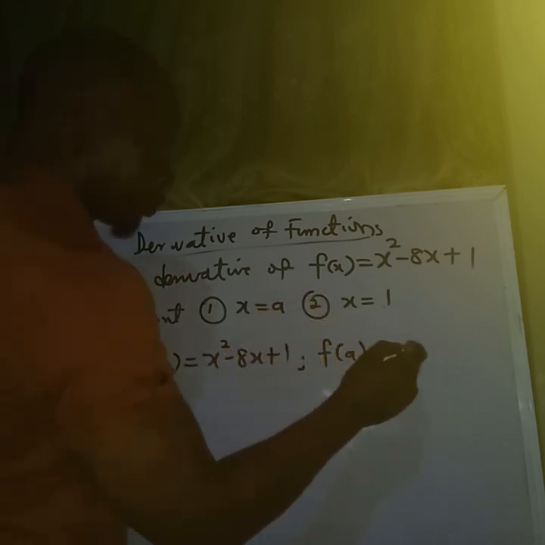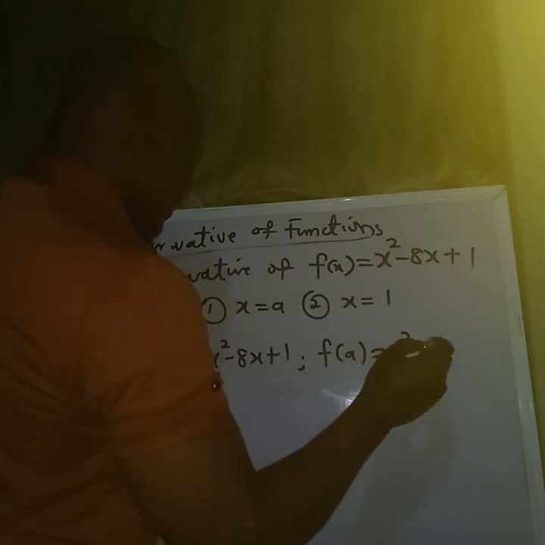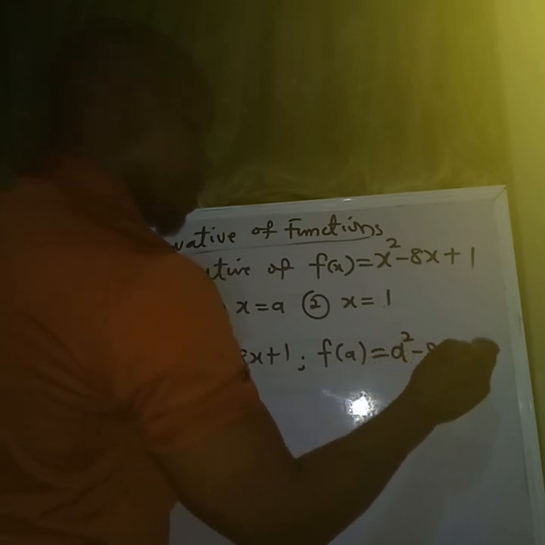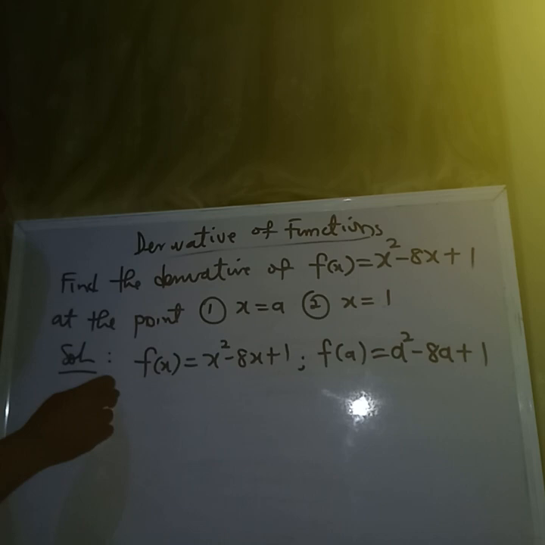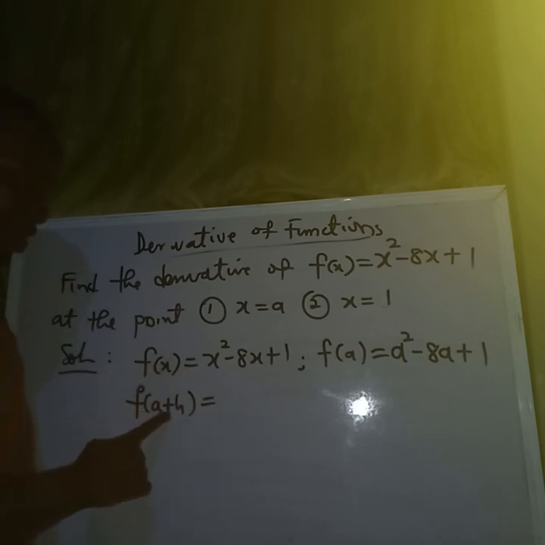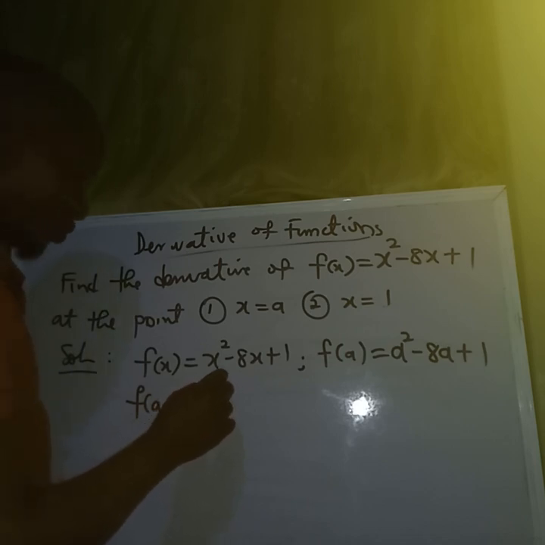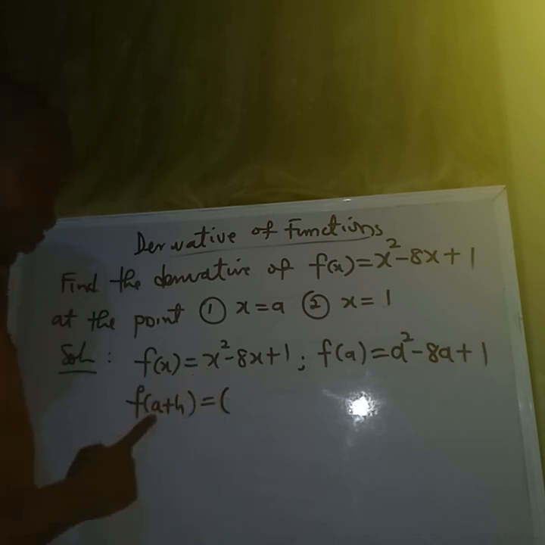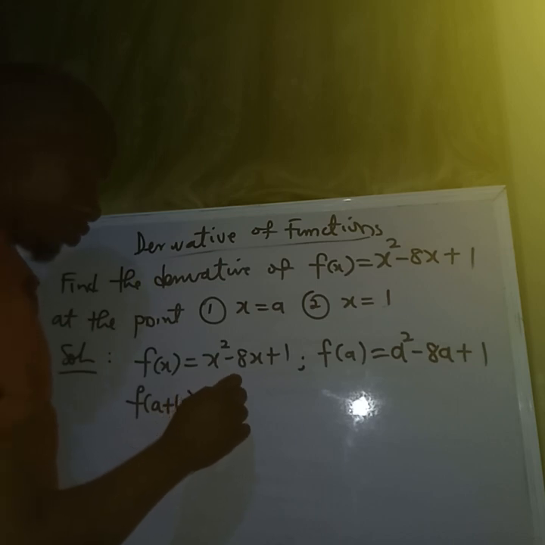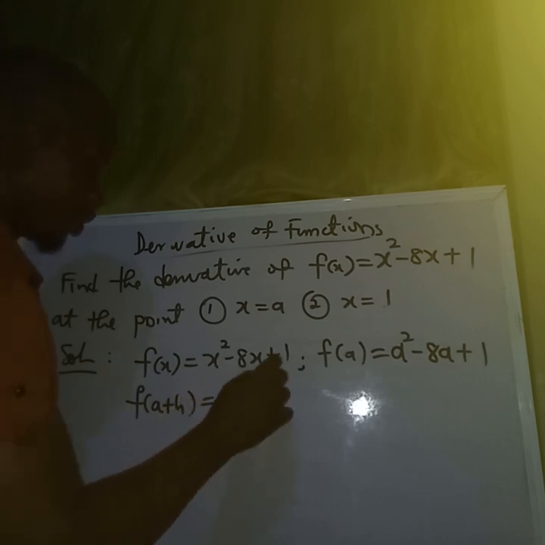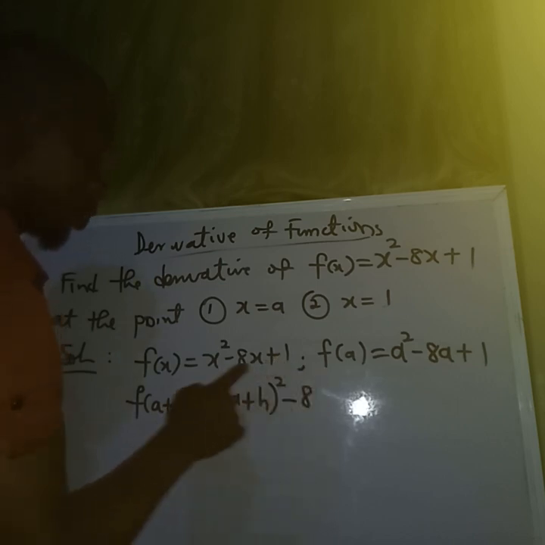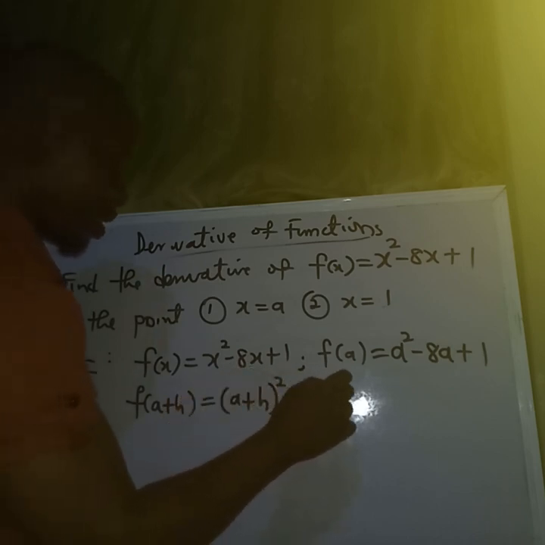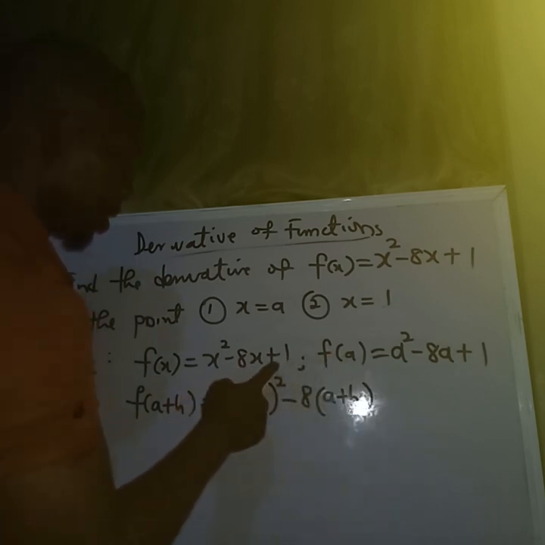So this will be a squared minus 8a plus 1. Also, we have the term f of a plus h. This also means whenever we see x, we replace it with a plus h. So here we have x squared, so we replace it with a plus h squared, minus another x here, a plus h, then this is a constant, so plus 1.